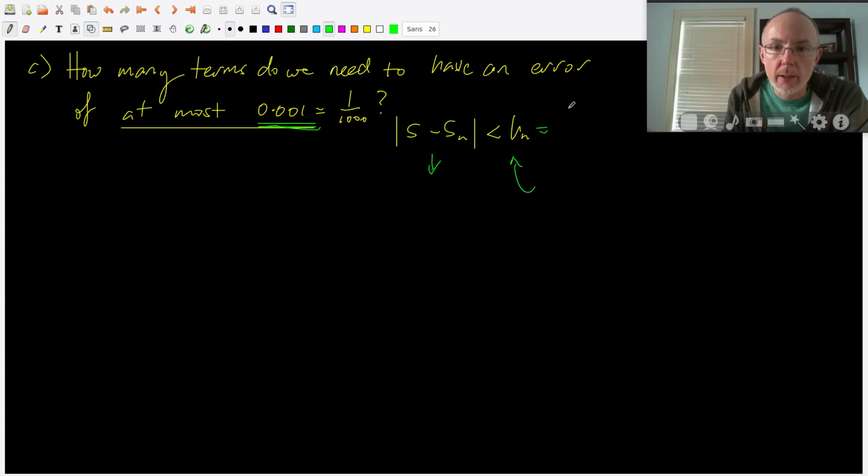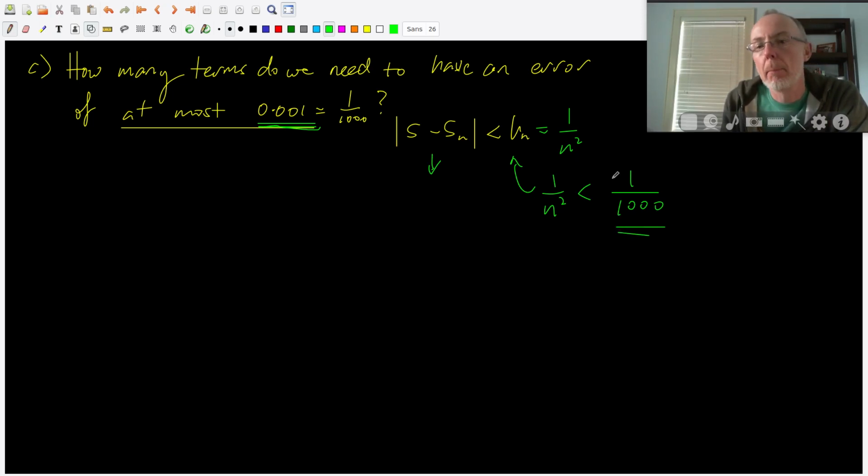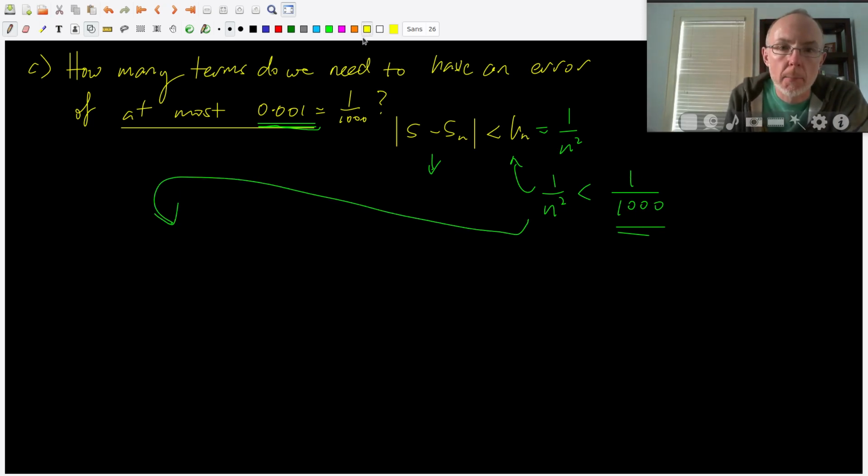In our case, B sub n is 1 over n squared. And we want that error to be at most 1 over 1,000, right? Because we want the maximum error. This is the largest error we want. So 1 over n squared could be smaller than that, but it's at worst case this. And so we just solve for n. So we rearrange this. I can put 1,000 on the left and I put n squared on the right. They're both positive numbers. So n squared's got to be bigger than 1,000.